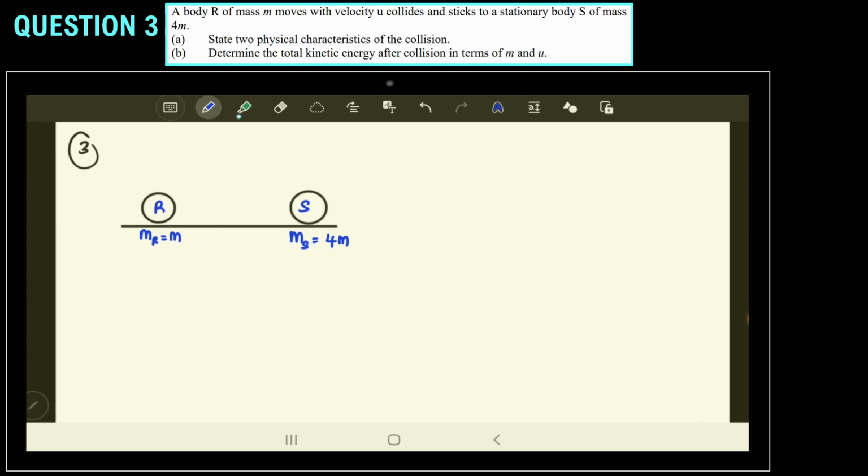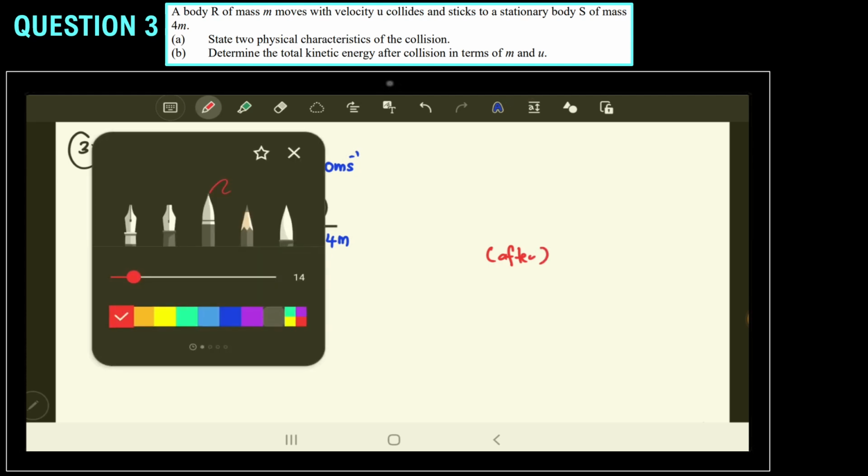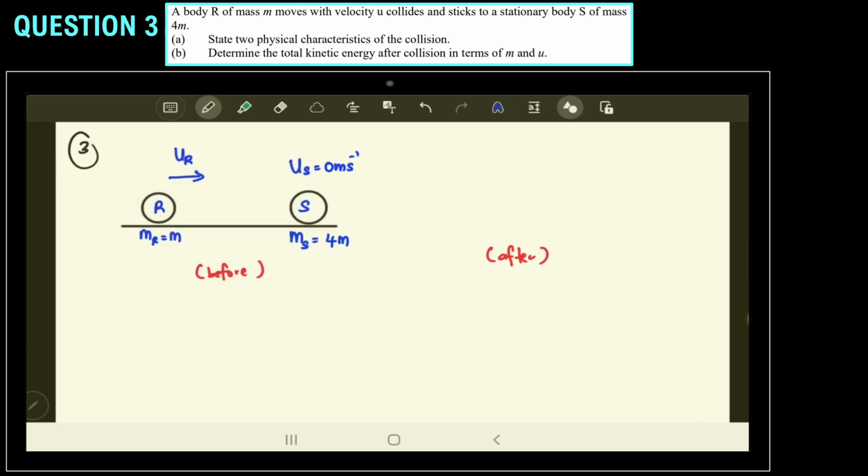Okay, so UR is moving in this direction. Okay, so it's not given what is UR. Okay, and US is stationary, so it's equal to 0. And this is before collision. Okay, and this is after collision. Alright, so before collision and after collision, so let's draw.